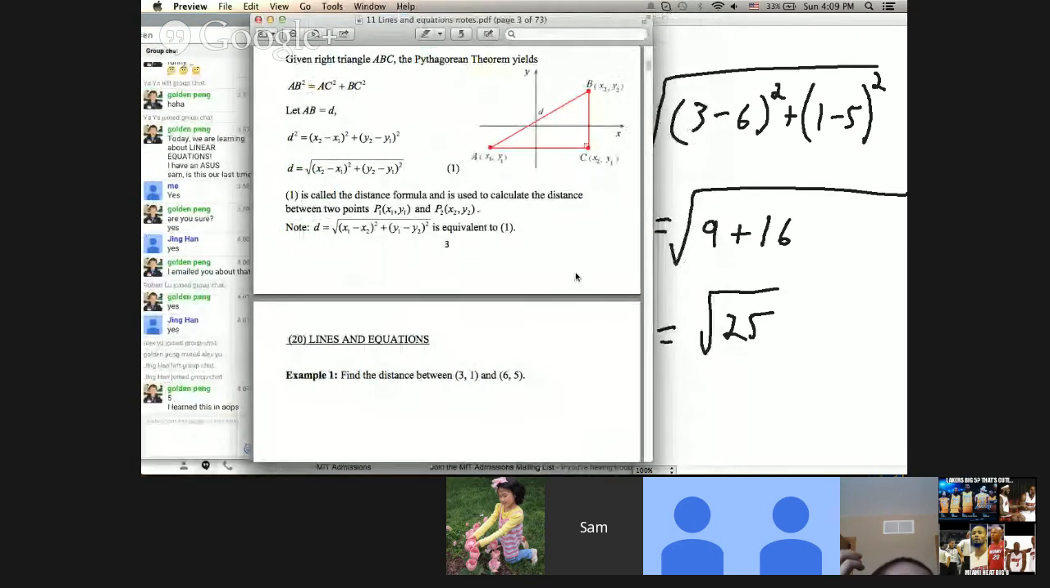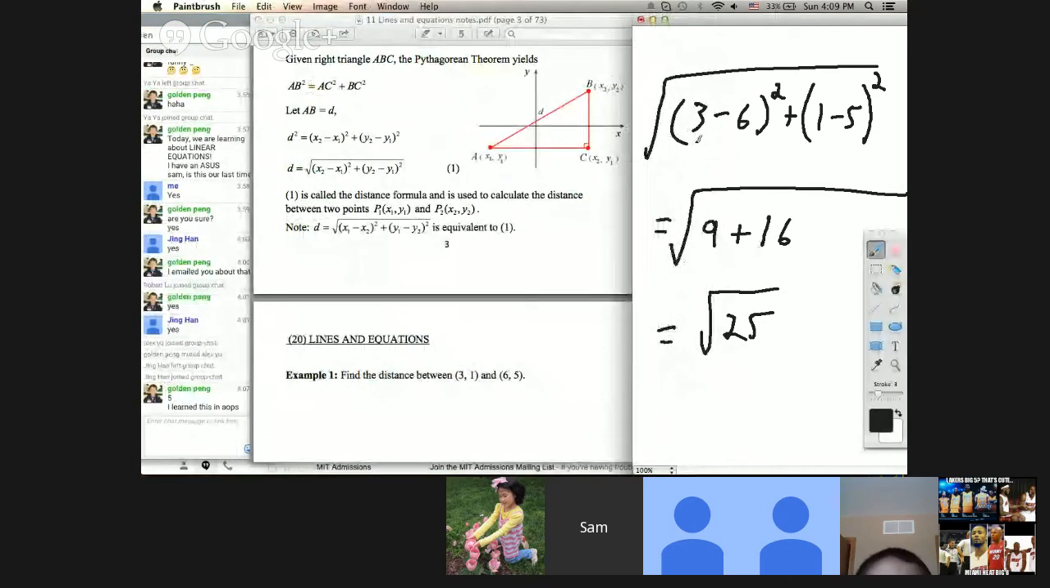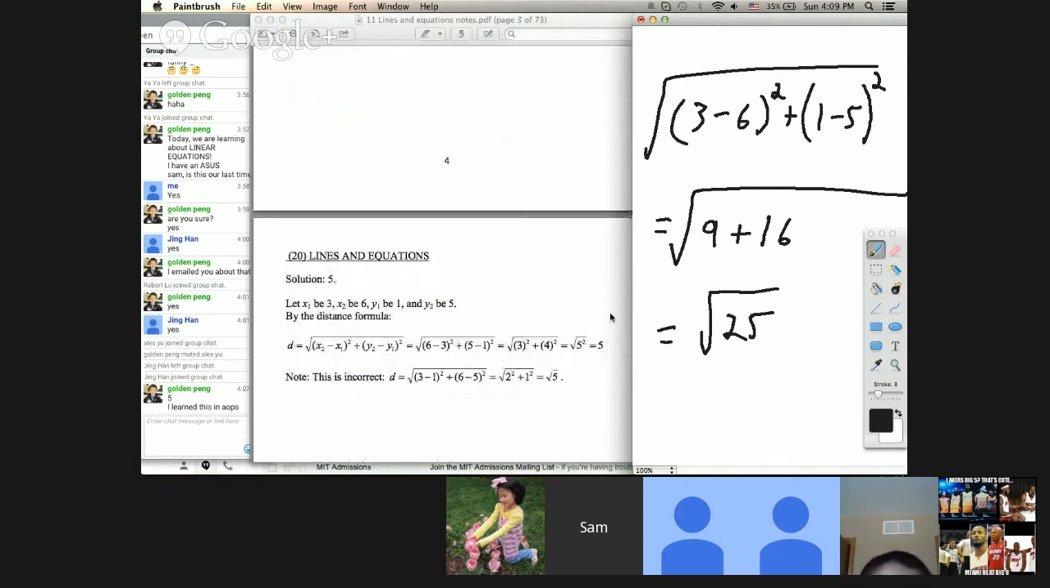So again, the distance formula is just basically the difference between the x's, which is 3 and 6, squared, plus the difference between the y's, which is 1 and 5, squared. And then if you subtract 3 from 6, then you have to subtract 1 from 5. And just go from there.